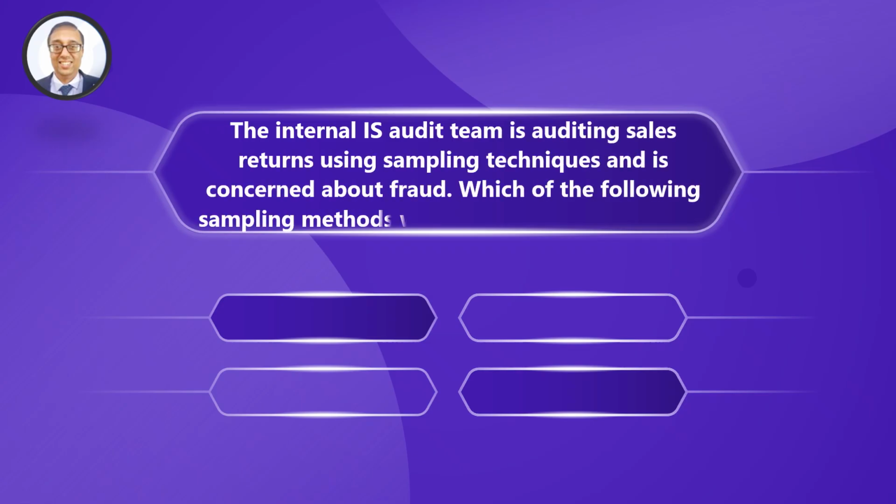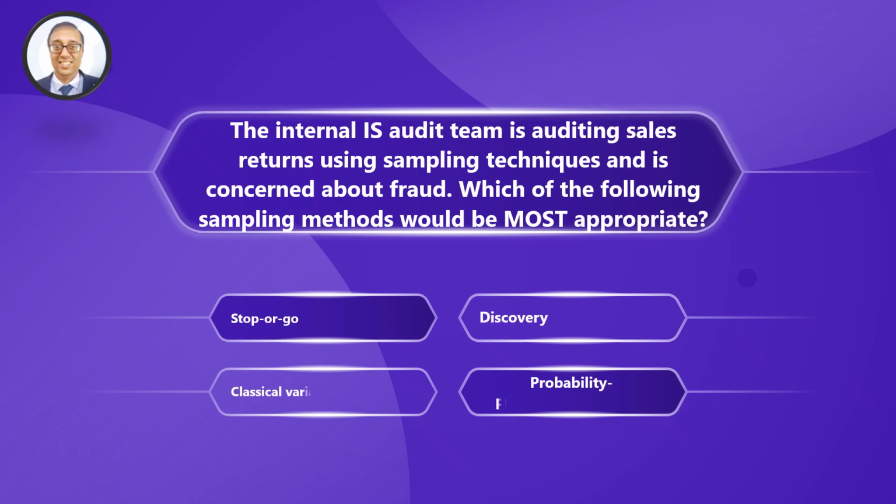The IS audit team is auditing the sales returns using sampling techniques and it's very concerned about identifying fraud. So which of the following sampling methods should be used? Stop or go, discovery, classical variable, or probability proportional to size. Classical variable is not to be used, nor stop or go, nor probability proportional to size. Discovery is the correct answer. And let us see why it's the correct answer.